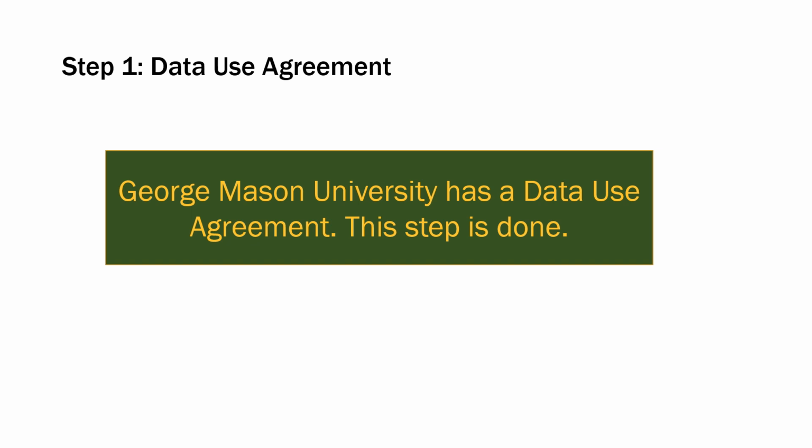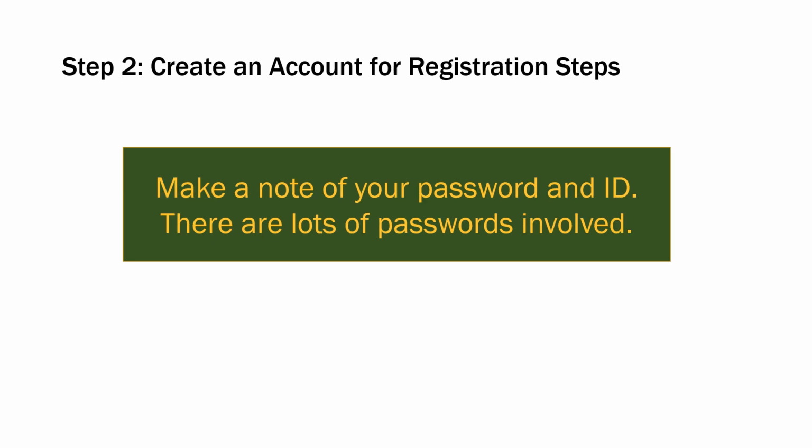The first step is to get a data use agreement, and George Mason University has already gotten a data use agreement with All of Us, so this step is done. In step 2, you create an account for registering. Make note of your password and ID. As I said earlier, there are multiple passwords involved in registration, and you need to remember which password the system is asking for.